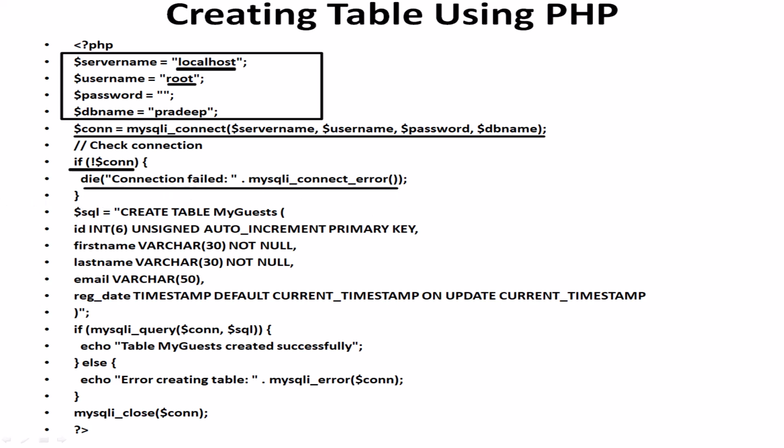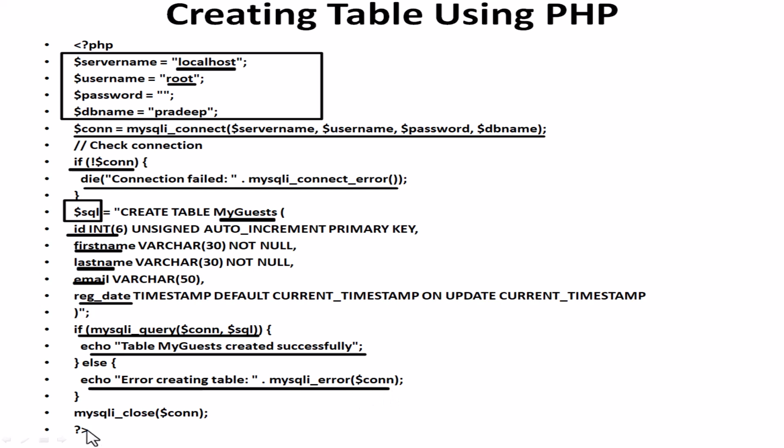Now we are going to type the SQL command: create table guest. Guest is the table name which we are creating, having an integer ID, first name, last name, email ID, and the registration date. These are the different formats it is going to show. Finally, if MySQL is connected successfully, it is going to show the message: the query is connected successfully, table my guests is created. Otherwise, it is going to show an error message. Finally, you need to close the MySQL connection.